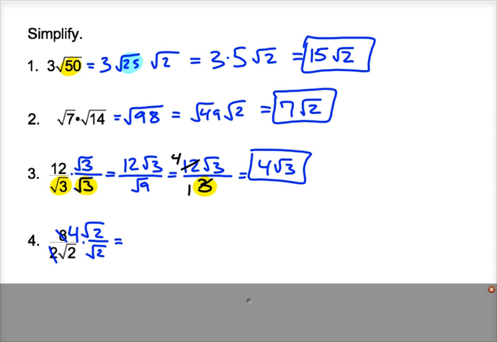In the numerator, the 4 and the square root of 2, I can't multiply them together. One's outside the square root and one's inside the square root. Now, in the denominator, similar to up above, if I take the square root of 2 times the square root of 2, I just end up with a 2. Or you can think square root of 2 times square root of 2 is square root of 4, and I know the square root of 4 is 2. And now I notice that the 2 outside of the square root can reduce with the 4 outside of the square root, and I end up with 2 square roots of 2.